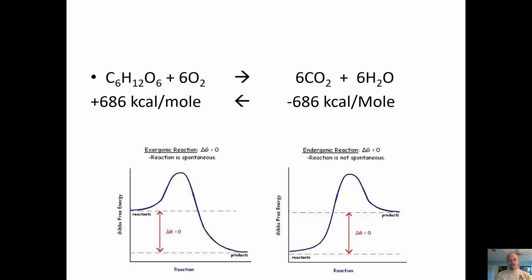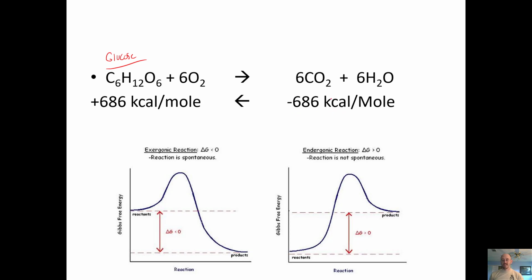Okay. Here's an example. Here is C6H12O6. This is glucose. If you don't know, you should memorize that formula. That's an important one in biology. Plus oxygen gas, 6 oxygen gas molecules, O2, that's molecular oxygen. That's what you breathe. When those two react, you get 6 carbon dioxides and 6 water molecules. And when that happens, you've lost 686 kilocalories.